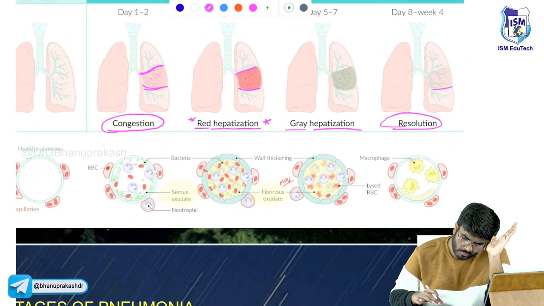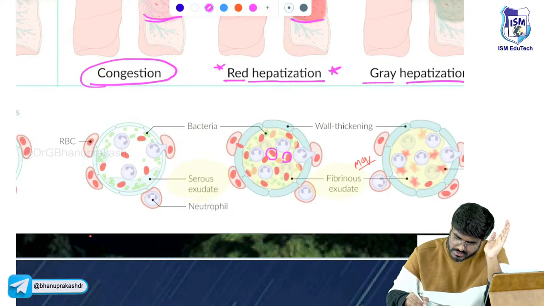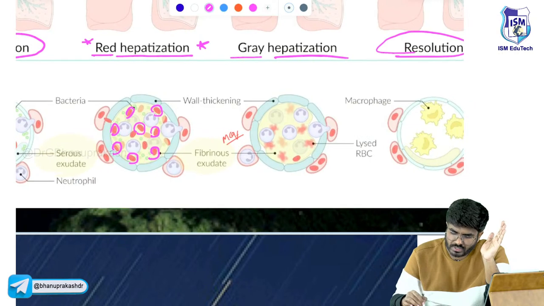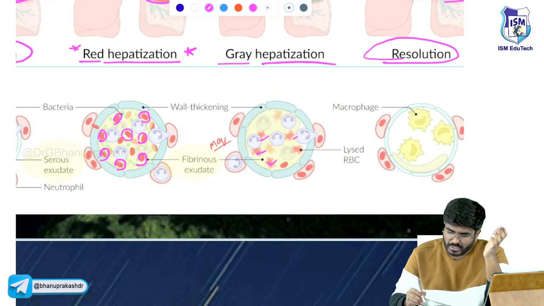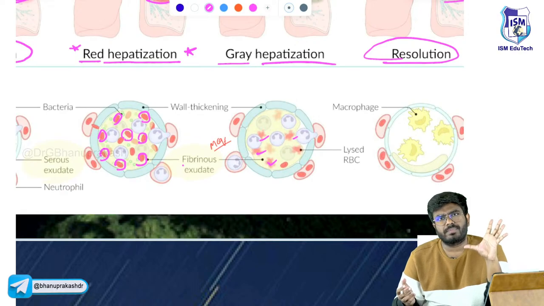Okay, sir, what is this congestion? What is this red hepatization? Red hepatization means, see, into the alveolus, the RBCs are leaking, even the RBCs are coming into the alveolus, sir. That's why red hepatization. Okay, next, what is gray hepatization, sir? Yes, alveoli are there, and they are getting destroyed. And not only that, it is the fibrinous exudate. The RBCs first give the red color, red hepatization.